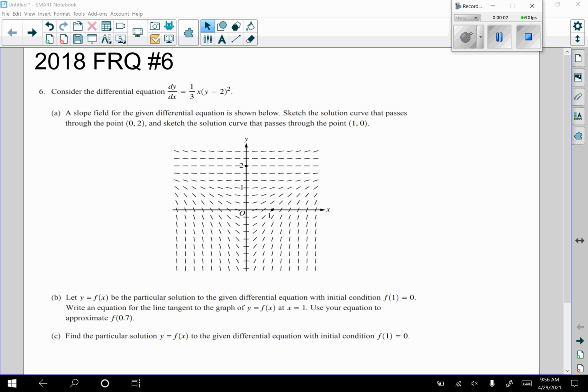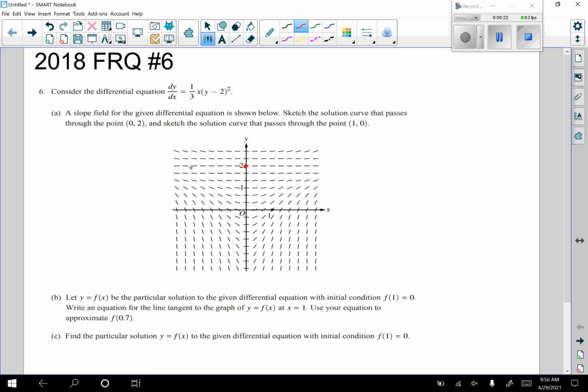Here are the solutions with points to this free response question, again from 2018. So for part A, we're given this differential equation, and then we're given the slope field for this differential equation. We want to sketch the solution curve that passes through the point 0, 2. So if you take a look right up here is the point 0, 2.